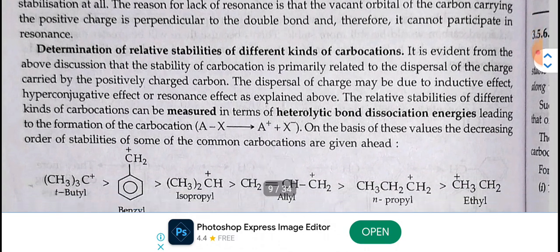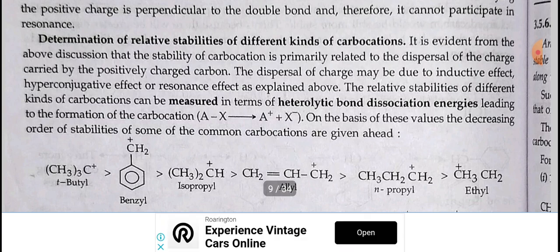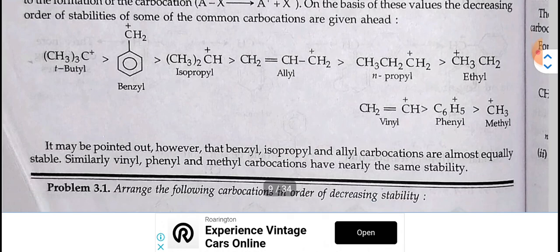Determination of relative stabilities of different kinds of carbocations. It is evident from the above discussion that the stability of a carbocation is primarily related to dispersal of the charge carried by the positively charged carbon. The dispersal of charge may be due to inductive effect, hyperconjugation effect, or resonance effect, as explained above. The relative stability of different kinds of carbocations can be measured in terms of heterolytic bond dissociation energies leading to the formation of the carbocation. On the basis of these values, the decreasing order of stabilities of some carbocations is given ahead.